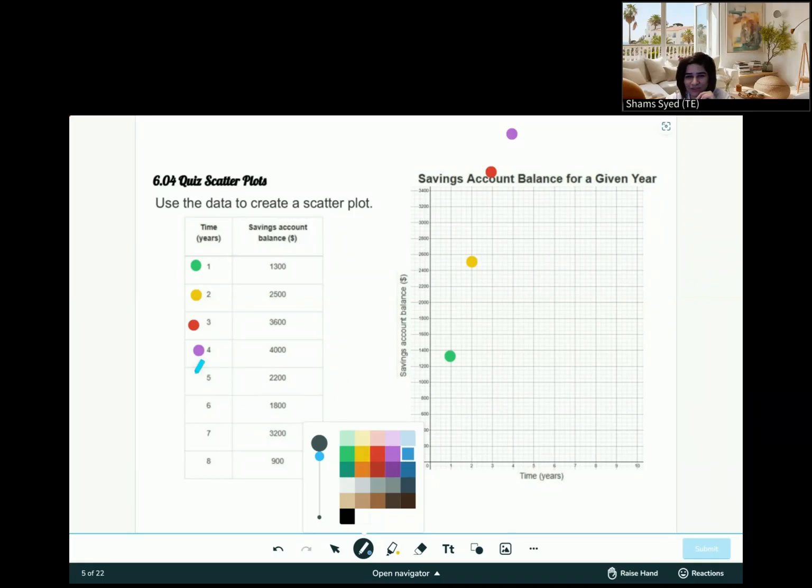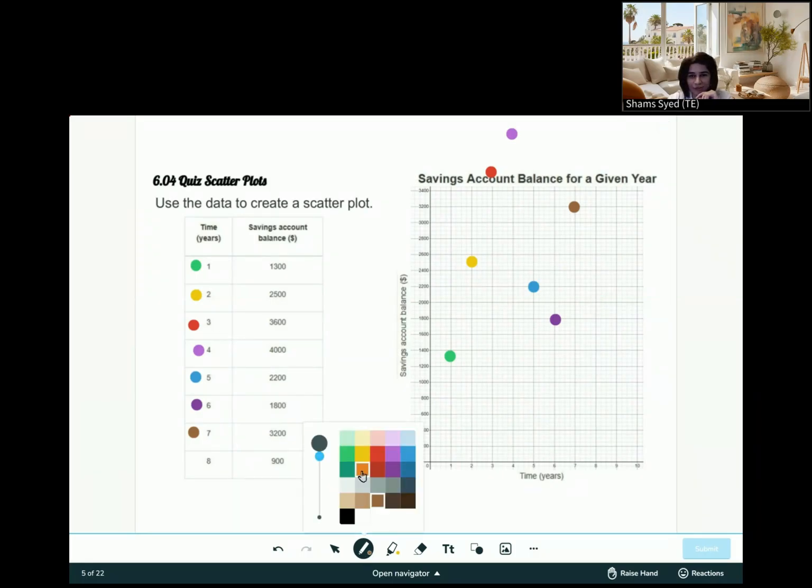Let's look at the next one. Time is 5. How much do you go up? 2200. Now you will be able to find the point for 5, 2200. For 6, keep trying everybody. Go up 1800. Right over here, a little bit lower than the blue dot. Time is 7. Go up 3200. Keep going up to 3200. It's right over here.